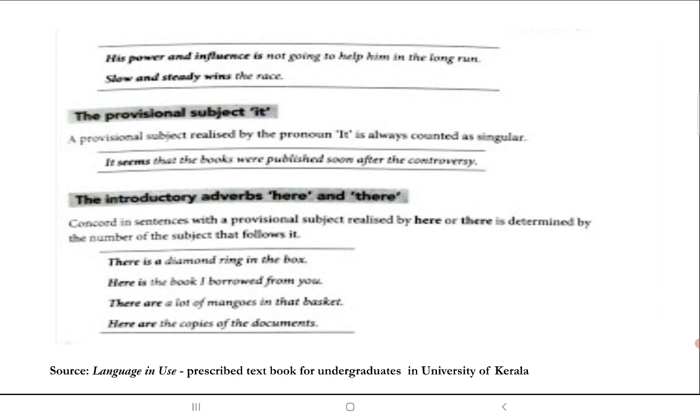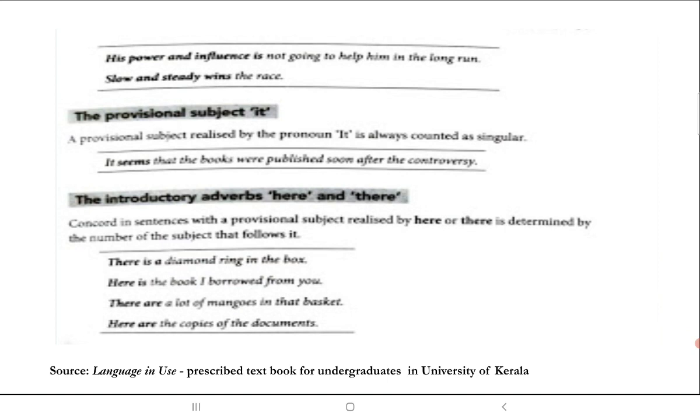Here is the book I borrowed from you. There are a lot of mangoes in that basket. Here are the copies of the documents. So I hope you understood the usage of here or there. Let us look into the examples once more. There is a diamond in the box. Here is the book I borrowed from you. There are a lot of mangoes in that basket. Here are the copies of the documents.